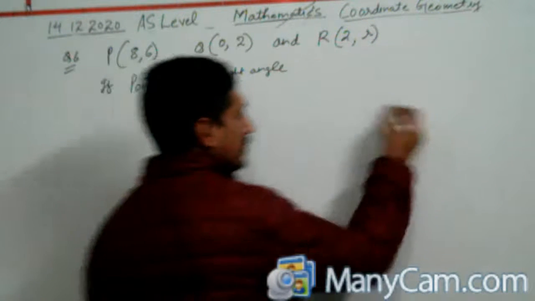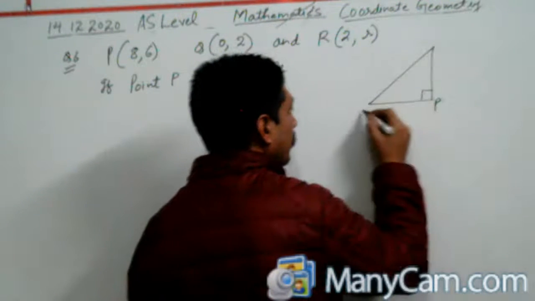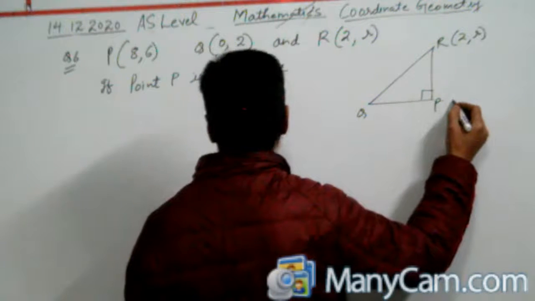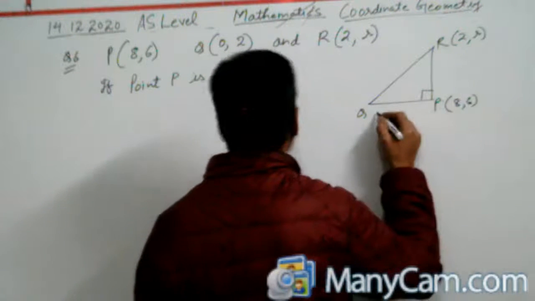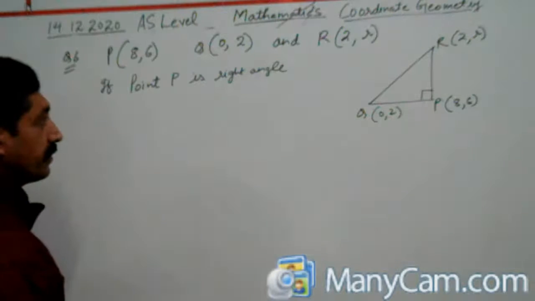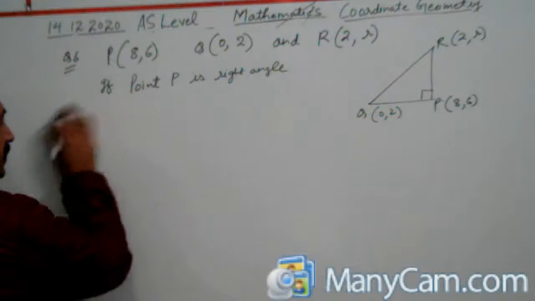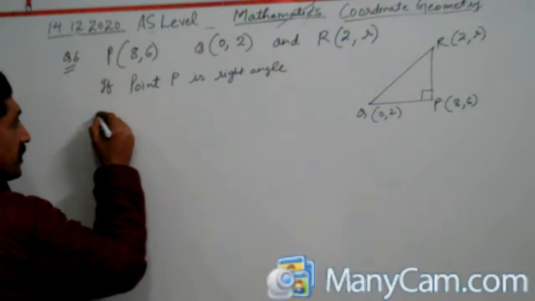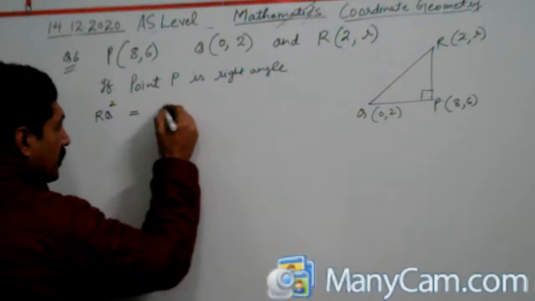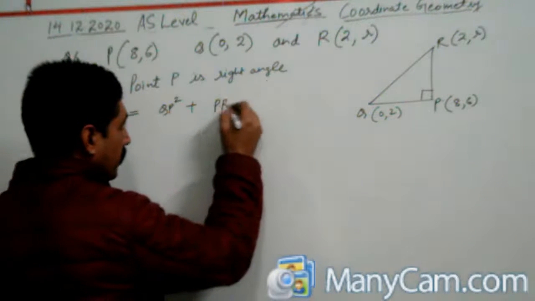Now here if P is the point, right? Suppose point P is the right angle, and here one point is Q and one point is R, and R has coordinates 2 and r. P coordinates are 8 and 6, suppose, and Q is 0, 2, suppose. So by Pythagoras theorem, we know that RQ whole square is equal to QP whole square plus PR whole square.